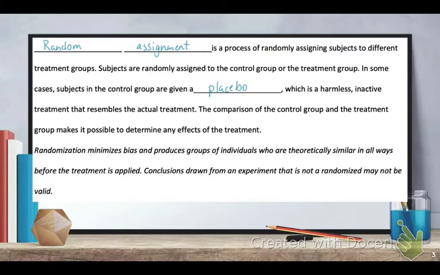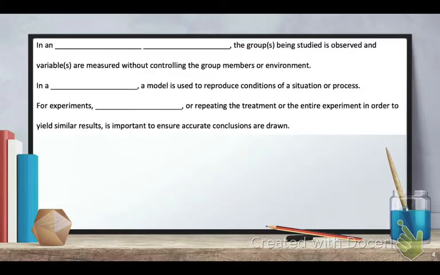Randomization minimizes bias and produces groups of individuals who are theoretically similar in all ways before the treatment is applied. So conclusions drawn from an experiment that is not a randomized comparative experiment may not be valid. In an observational study, which is something different, the group being studied is only observed and variables are measured without controlling the group members or the environment.